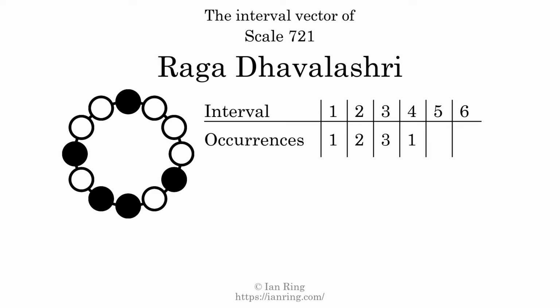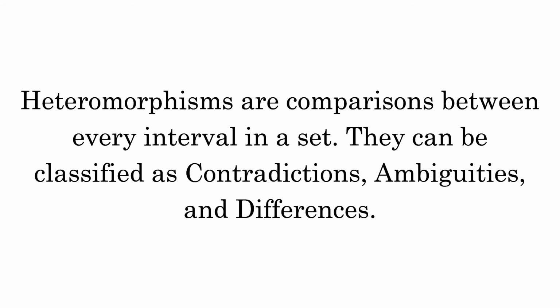There is one interval with a size of 4 semitones. It is here. There are 2 intervals with a size of 5 semitones. They are here and here. There is one interval with a size of 6 semitones. It is here. Each interval does not appear in this scale a unique number of times, so this is not a deep scale.